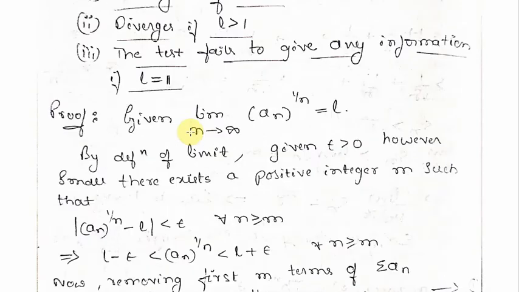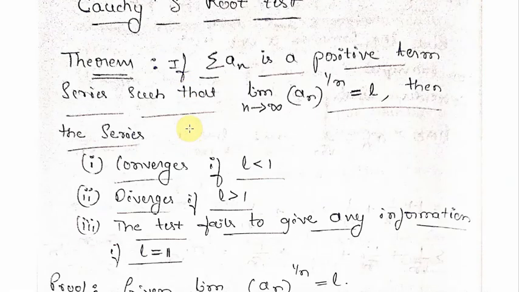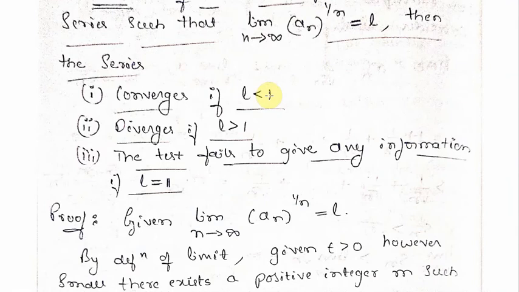So what does Cauchy's root test say? If sigma an is a positive term series such that limit of an all to the power 1 by n is equal to L, then the series converges if L less than 1, diverges if L greater than 1, and it fails when L is equal to 1.